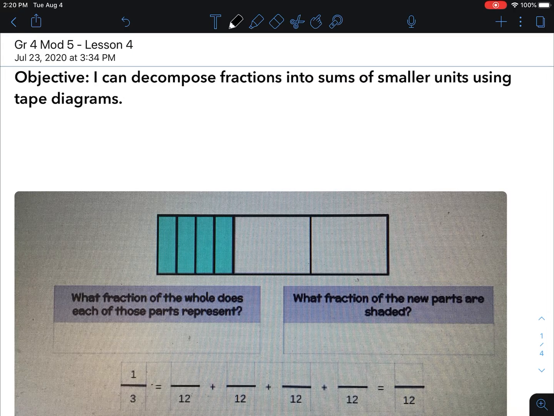The objective for this lesson is I can decompose fractions into sums of smaller units using tape diagrams. So we're still decomposing fractions, meaning breaking them apart, but we're going to show you how, using a tape diagram, you can represent the same fraction with different numbers. And here's what I mean.